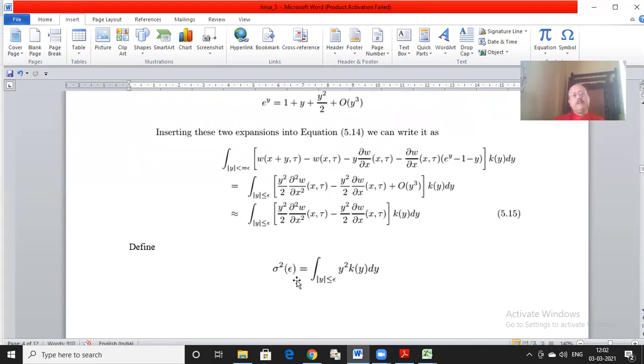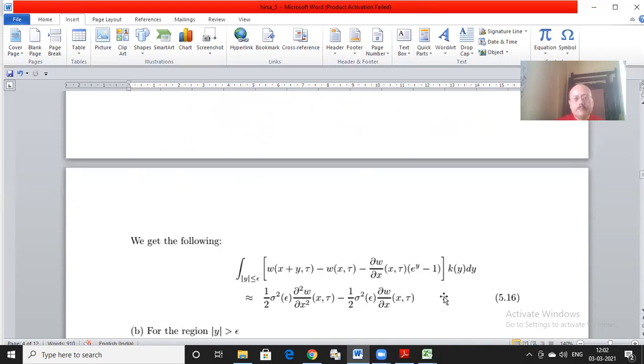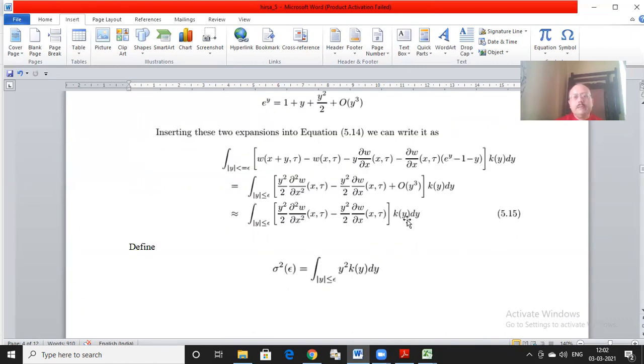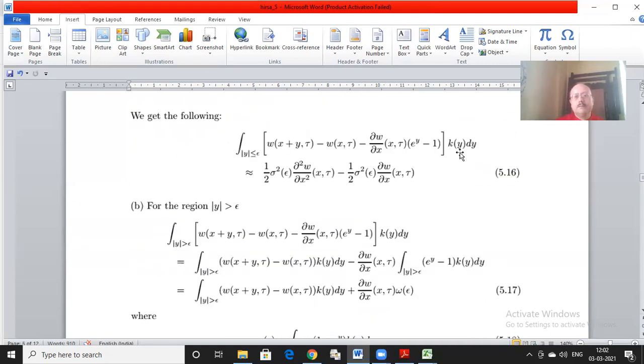Now define σ²ε. This is a new symbol. σ²ε as the integral of y² k(y) dy around that integral, so basically this y² and k(y) dy part here. If I define that, what we get is, now this 515 was the integral that we are interested in, which is rewritten here.